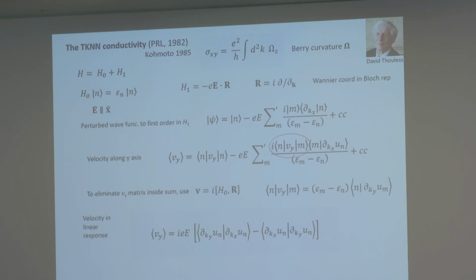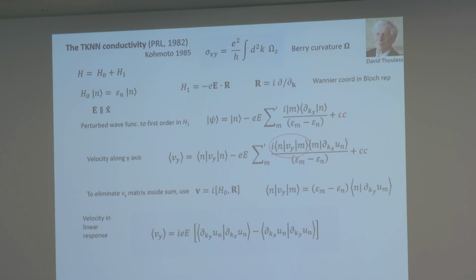Right, and you use Wannier coordinates. The Wannier coordinate in k representation is the derivative in k. Now we specialize to the case where the electric field is parallel to x, and then just do first-order perturbation theory. And all of you know how to do that. So the perturbed wave function is the unperturbed one minus this correction that is proportional to H1 or E.